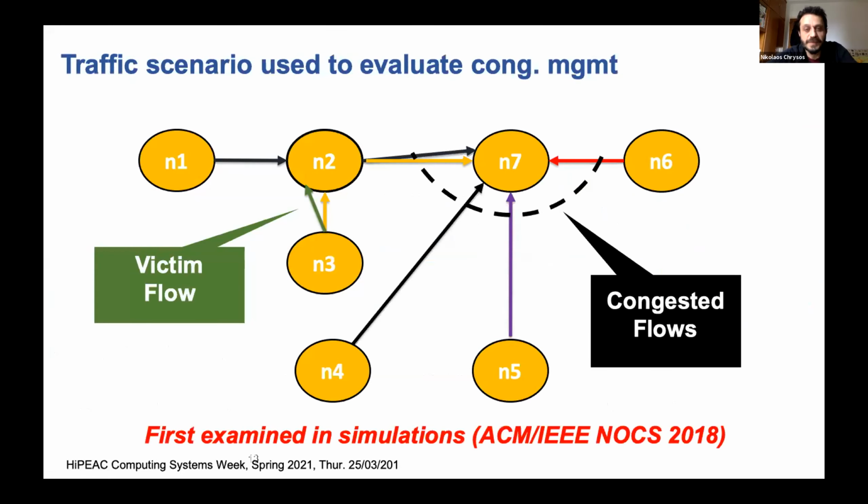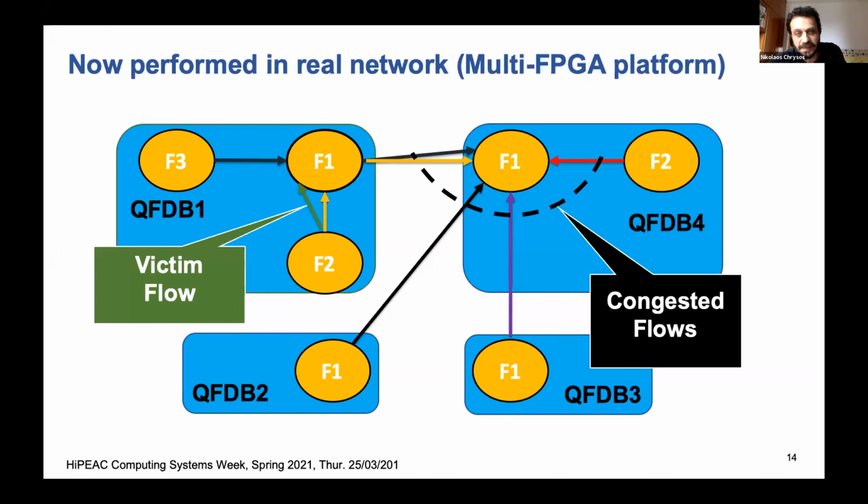We performed some experiments, initially in simulation at NOCS 2018, sorry, with traditional micro benchmarks where you have many nodes sending to one node, and some interesting things happen. Typically in congestion management, you have some victim flows which are not contributing to congestion but are affected by it, and you have the congested flows which are contributing to congestion. They are all going to some node. But now in EuroEXA, we tested them on a hardware platform, in the real implementation. Before it was only simulation; the hardware implementation we tested here.